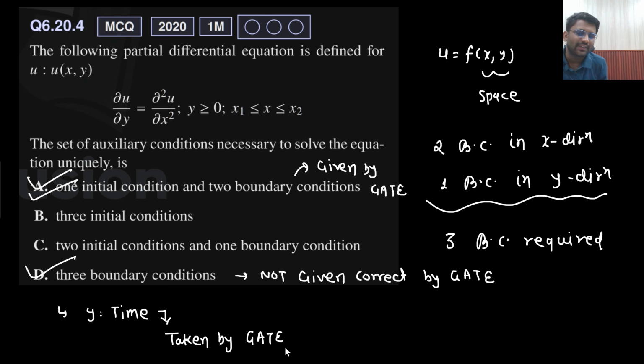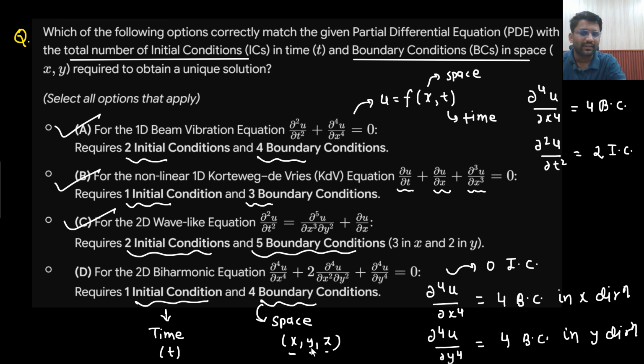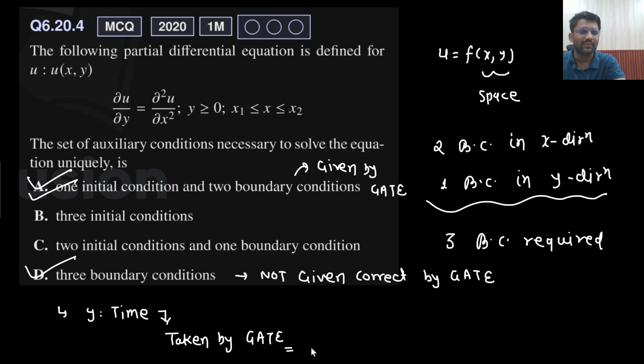So only one question has been asked, so I don't think we should argue much or spend too much time. We just know the concept. Next time when they frame the question, they will make sure that they put t here. If they are putting t, that means now it would be correct. With respect to time, 1 time. With respect to space, 2 times. That means 1 initial condition, 2 boundary conditions. Then it would have been correct.